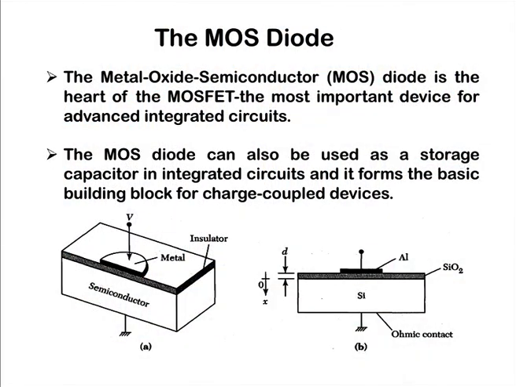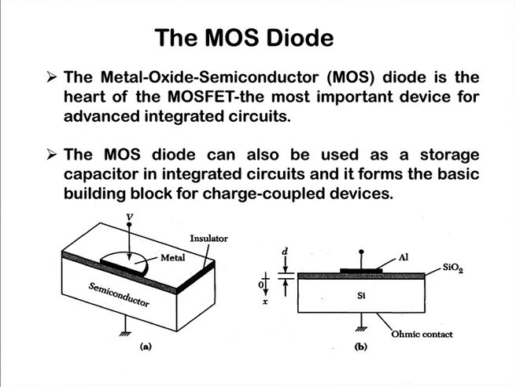Now we will discuss metal oxide semiconductor diodes. The MOS diode is the heart of the MOSFET, the most important device for advanced integrated circuits. The MOS diode can also be used as a storage capacitor in integrated circuits, and it forms the basic building block for charge coupled devices.